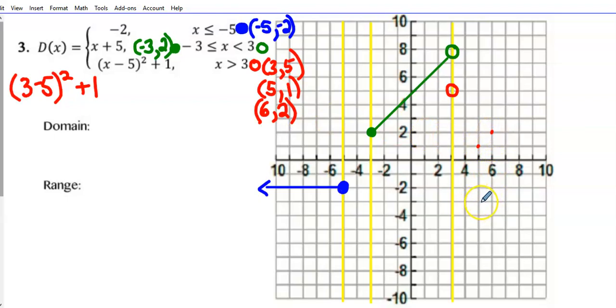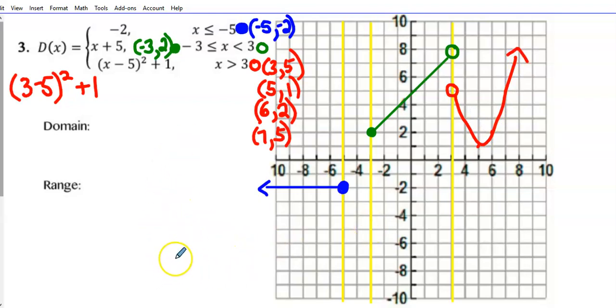Let's do one more. Let's do 7. 7 minus 5 is 2. 2 squared plus 1, that's 5. So let's see, 7, 5 is right here. Okay, so this is a parabola. We know that because of the way the equation is. So let's just sketch this parabola, part of it. We'll go something like that. All right, so that's our piecewise.